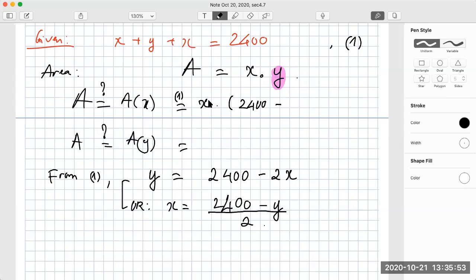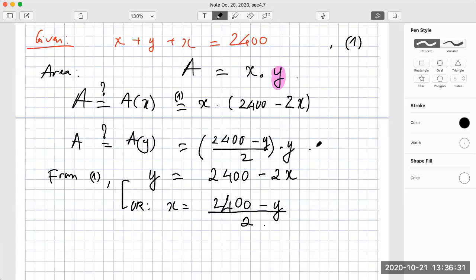So if we write everything in terms of x, it means that we replace y by 2400 minus 2x here, right? Then the area becomes this guy. Or we can write everything in terms of y, right? It means that wherever x is, we replace it by (2400 minus y) divided by 2.